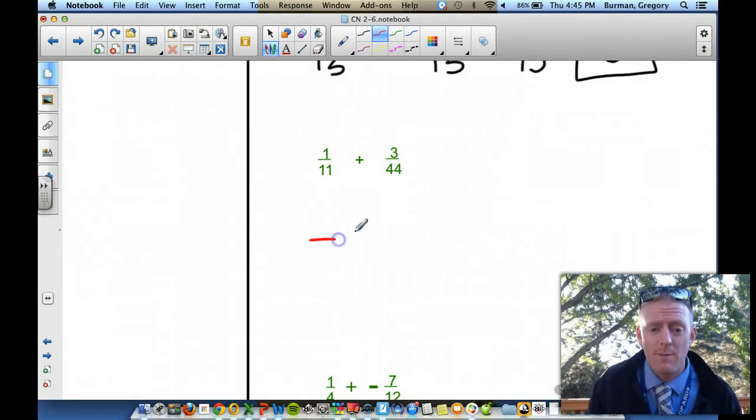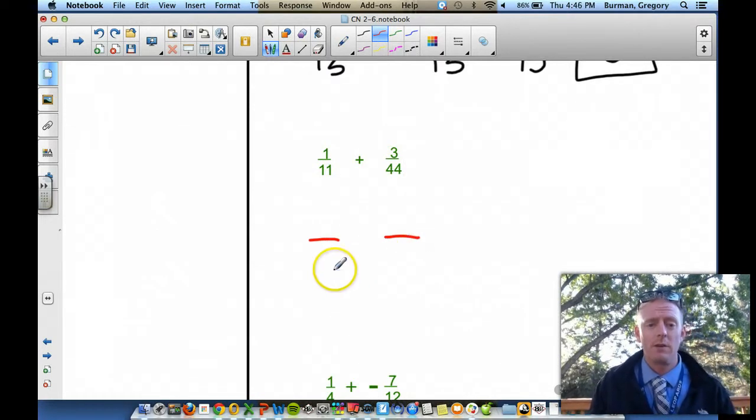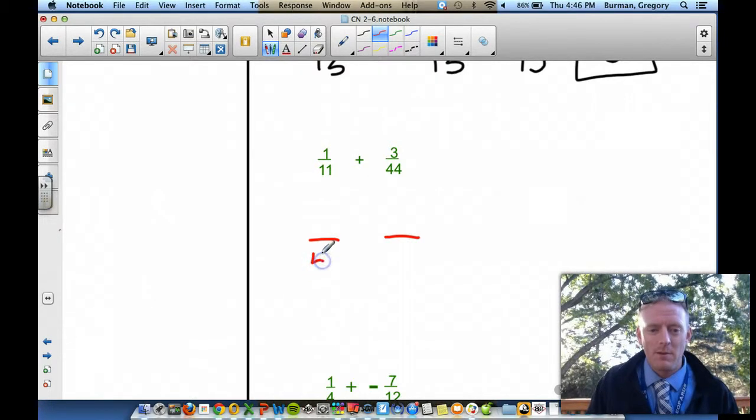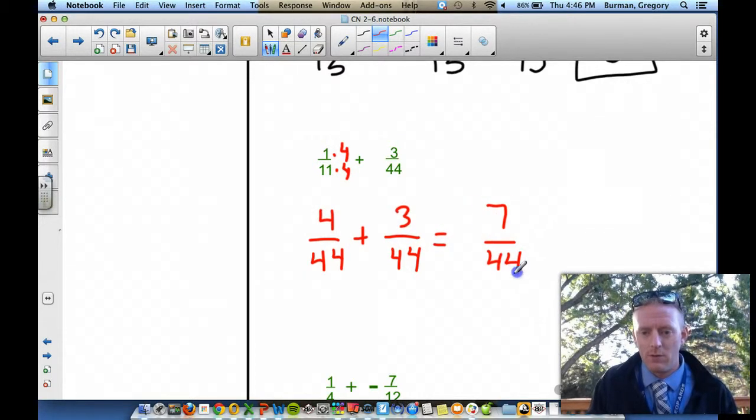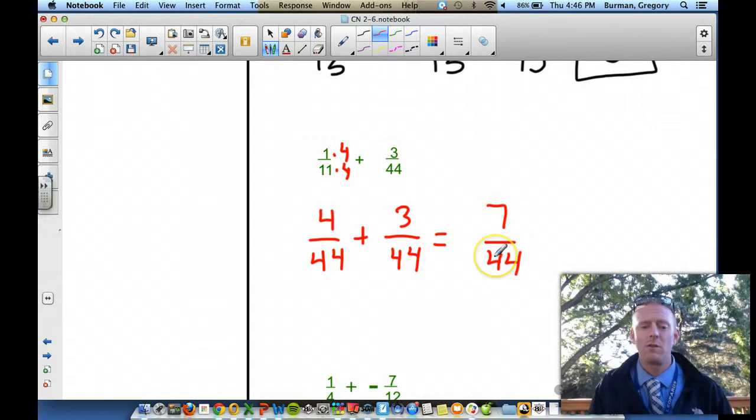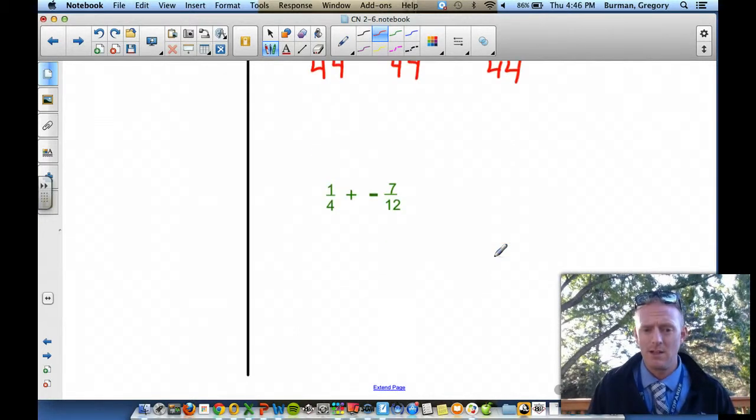Alright, so we're looking for common denominators between 11 and 44. Oh, hey Lexi. She came back. And the bottom numbers are going to be 44. That's pretty sweet, because times 4, and we get 4 plus 3 equals 7/44. Nothing can be divided out of 7 and 44, so we keep it the way it is.